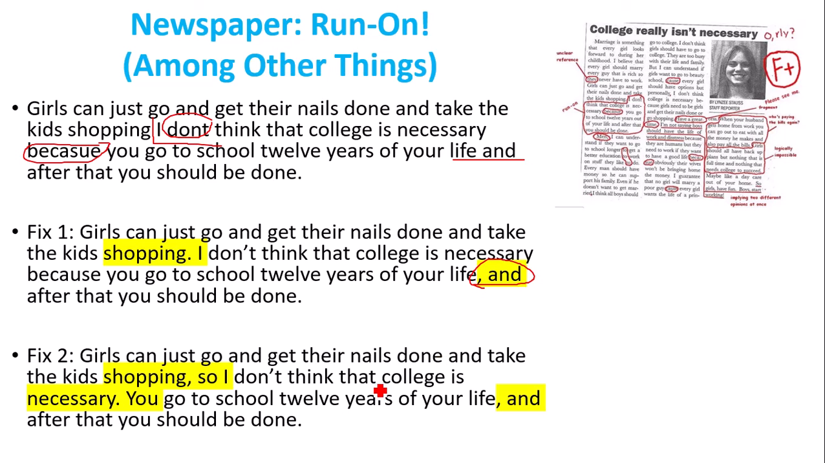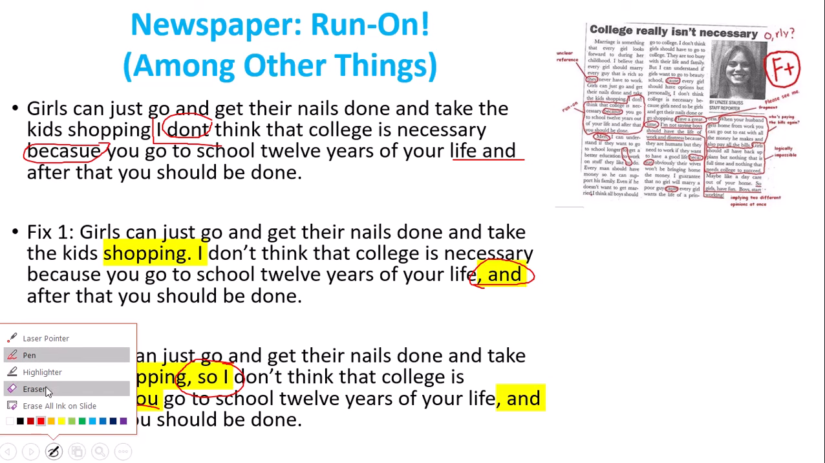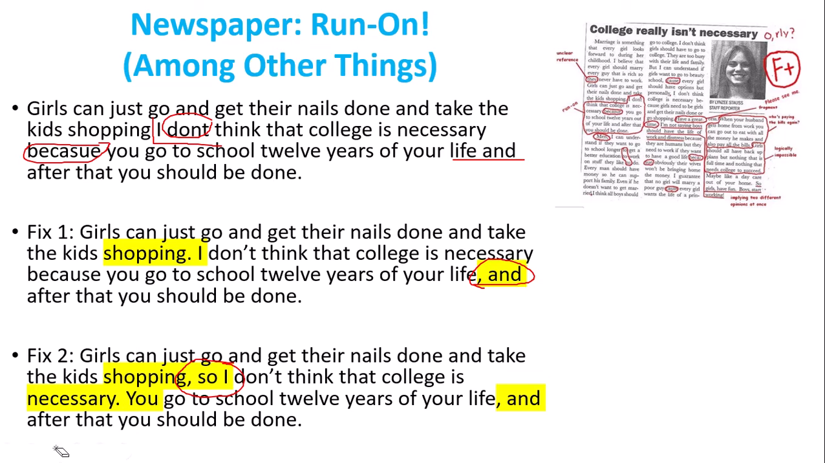Girls can just go shopping and get their nails done and take the kids shopping, comma, so I don't think that college is necessary, period. You go to school 12 years of your life, and after that, you should be done. So here, our first fix, so you can see that better. Our first fix, we have a comma plus a fanboys conjunction at that, and we put a period in. Sorry. So we put the comma in here, but our real fix for the run-on is to just put in a period and start a new sentence.